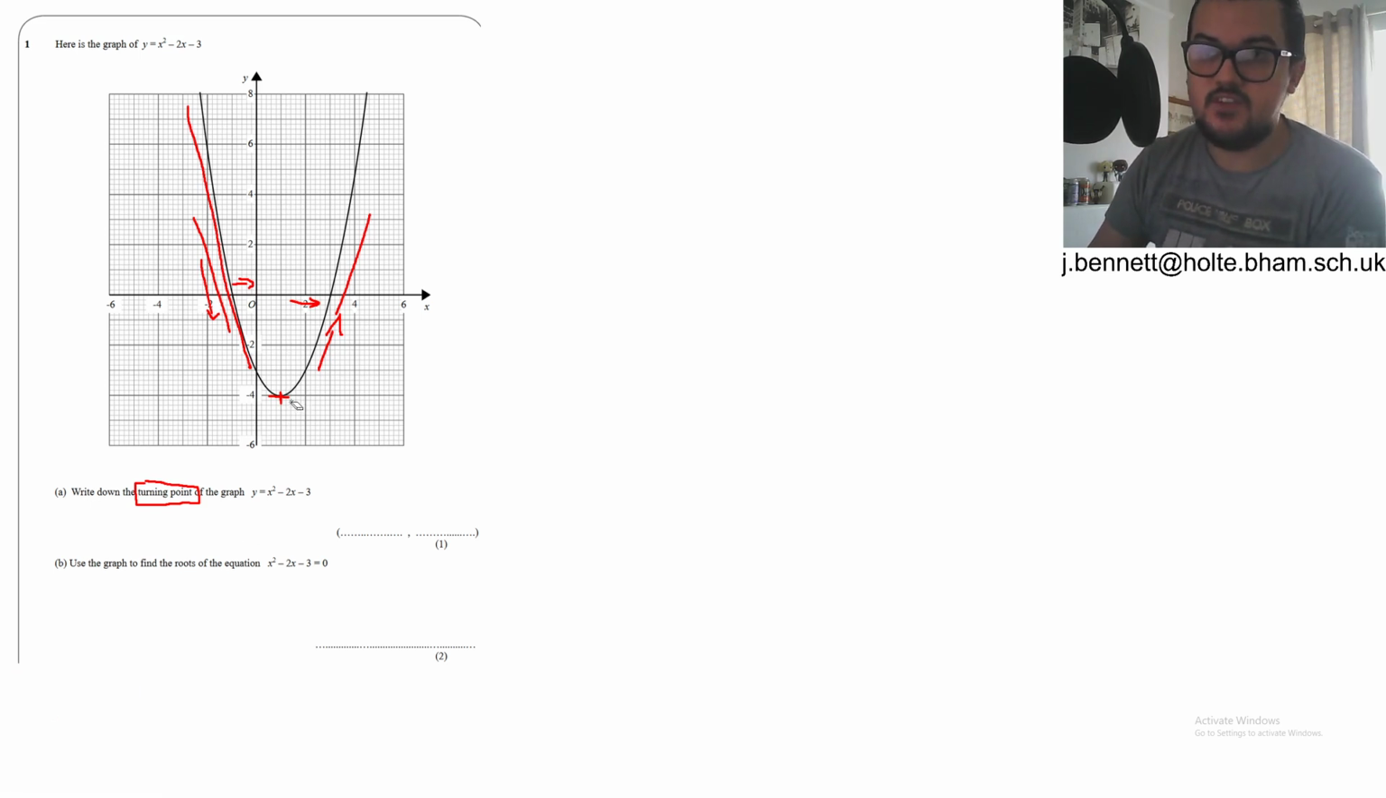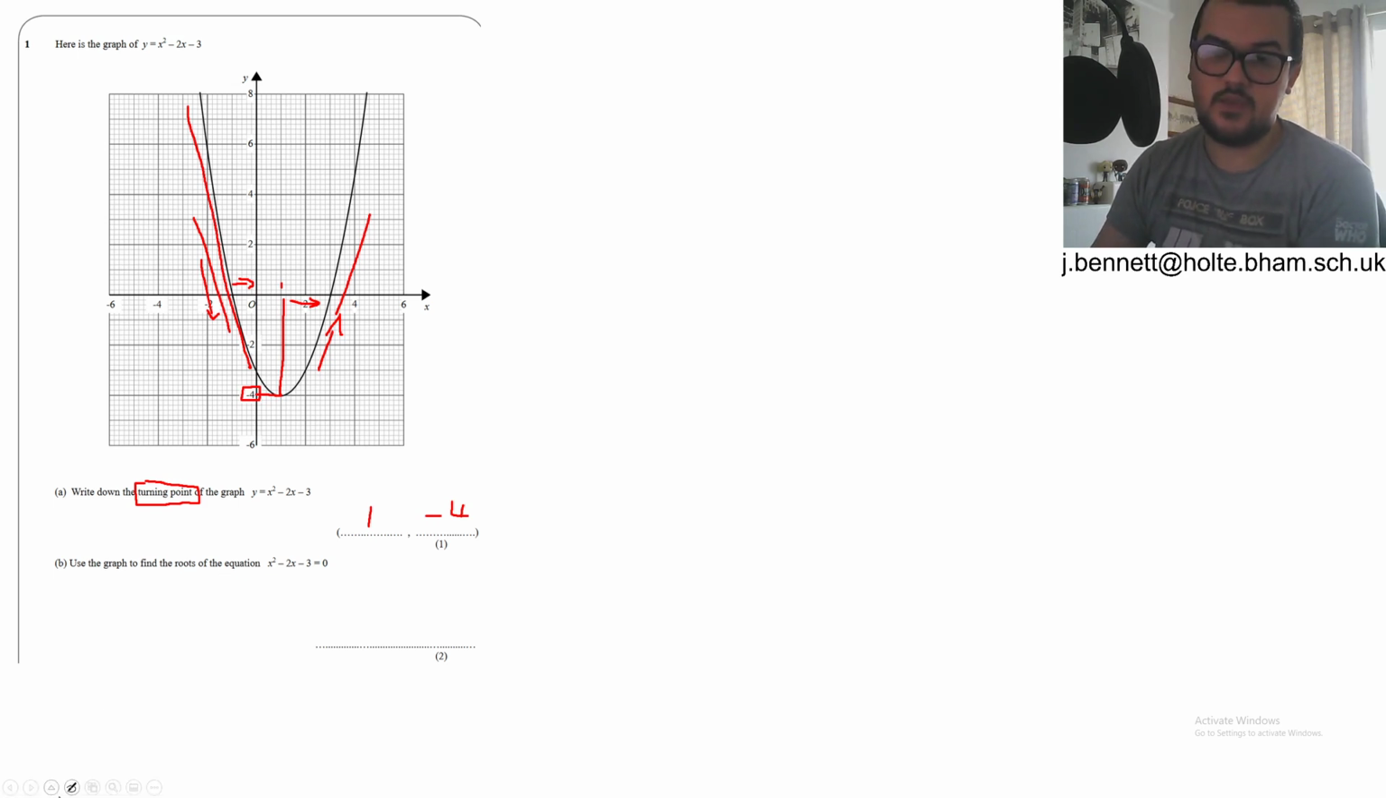So if I just get rid of that, we have a look at this point here. Do a little dot. We go across and we go up. We can see that the x value is 1, the y value is minus 4. So we do a 1 and we do a minus 4. Use the graph to find the roots of the equation.